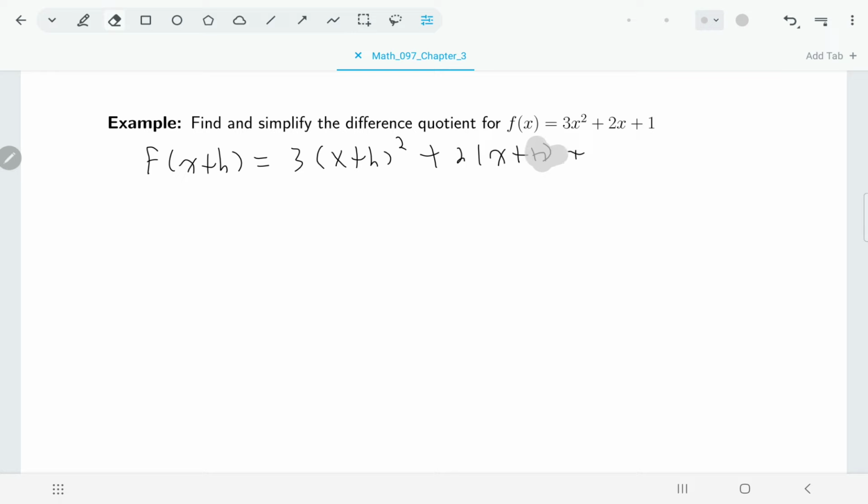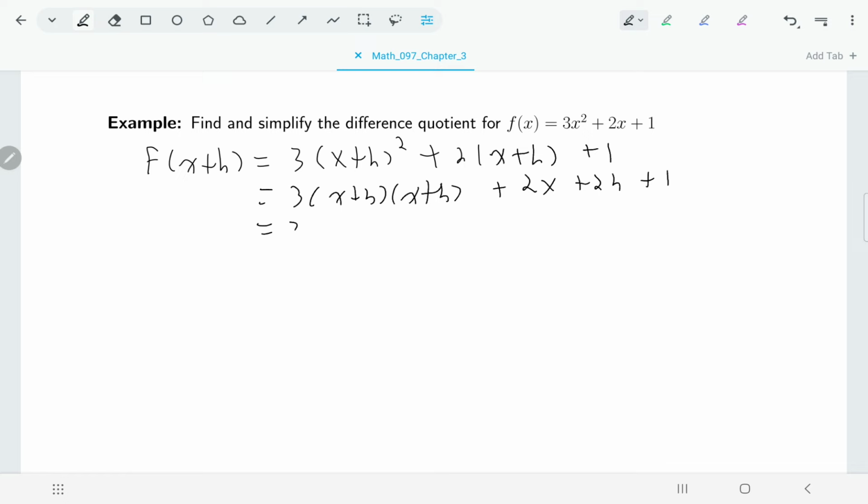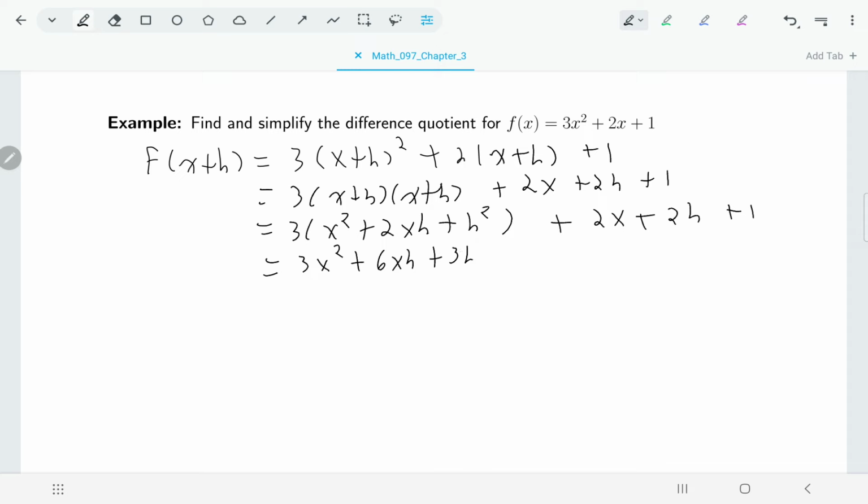So to find f of x plus h, same thing as before, I'm replacing all of my x's in my original function with x plus h. And then I'm going to just expand and simplify. So we're multiplying together x plus h times itself. I've already carried the 2 through that second bracket, and now I'm just multiplying the 3 in so that I've got 3x squared plus 6xh plus 3h squared.